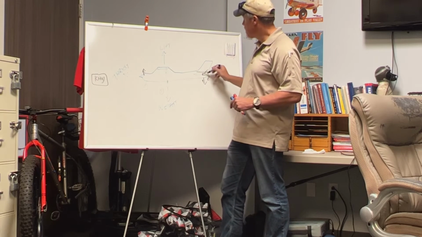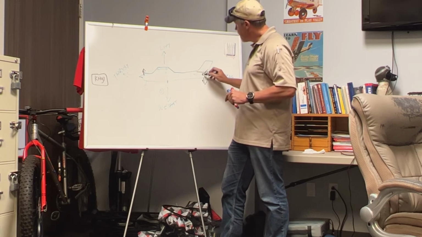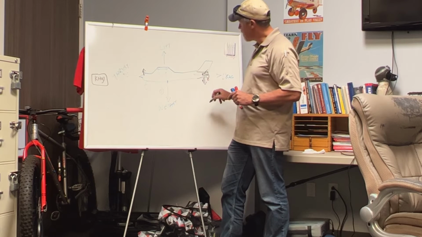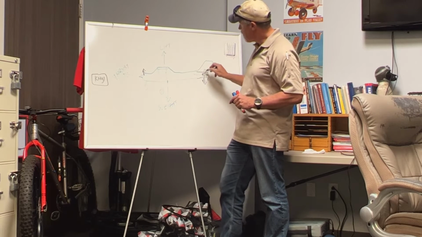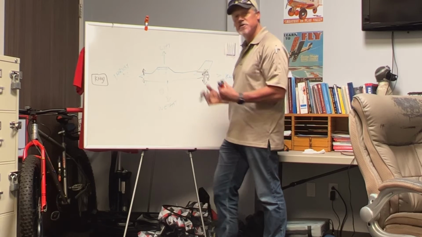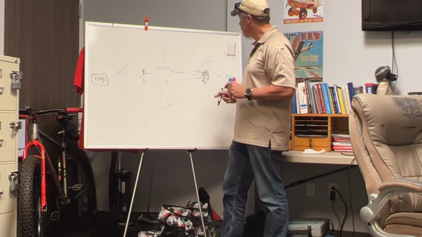So that's the elevator. If you push the yoke forward, the elevator then goes down. The air striking that forces the tail to go up, which then forces the nose to go down. So up elevator, down elevator.